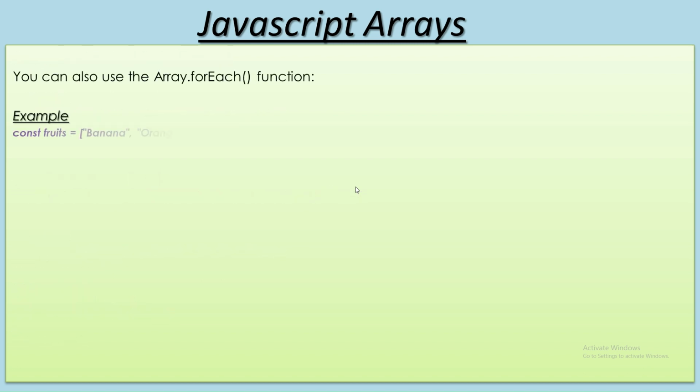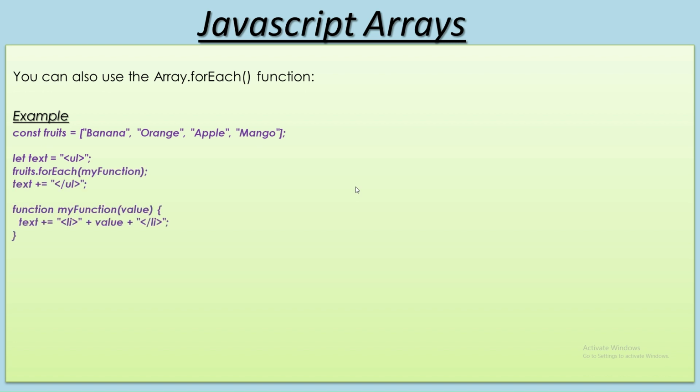You can also use the array.forEach function. For example, const fruits = ["Banana", "Orange", "Apple", "Mango"], and let text = "<ul>", fruits.forEach(myFunction), where myFunction will loop through all the values of the array, and then text += "</ul>". So here, whatever we had in the text, we will add li and /li values to it, and then we will have the text closed with /ul.